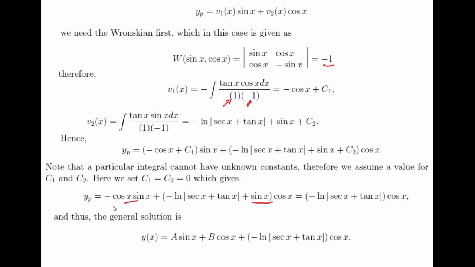Therefore, the general solution is y(x) equals a sine x plus b cos x, plus the particular integral. Those first two terms are our complementary function, and there's our particular integral, and that's the solution using the method of variation of parameters. And we'll stop here. Thank you very much.